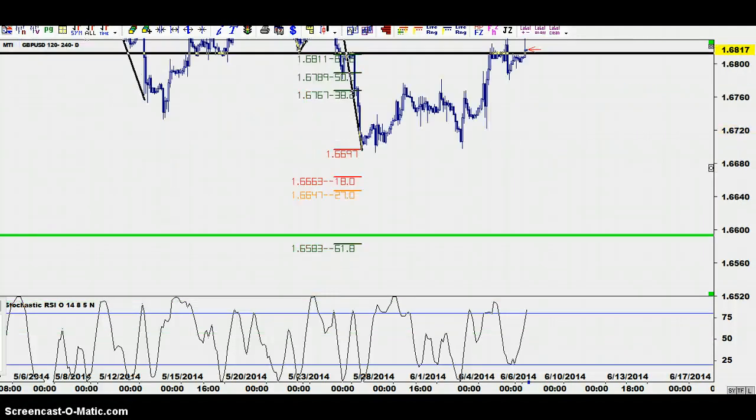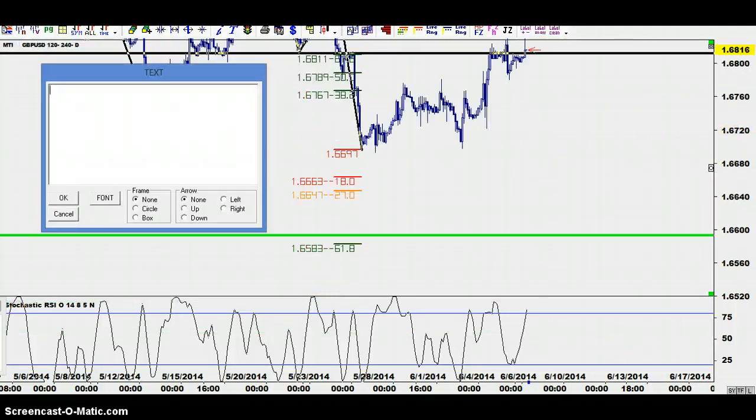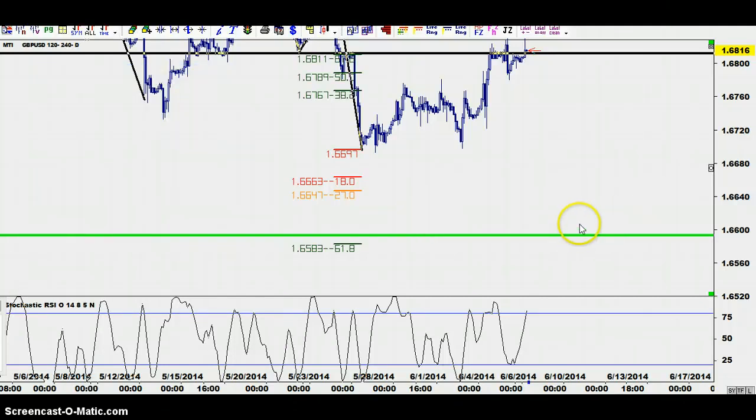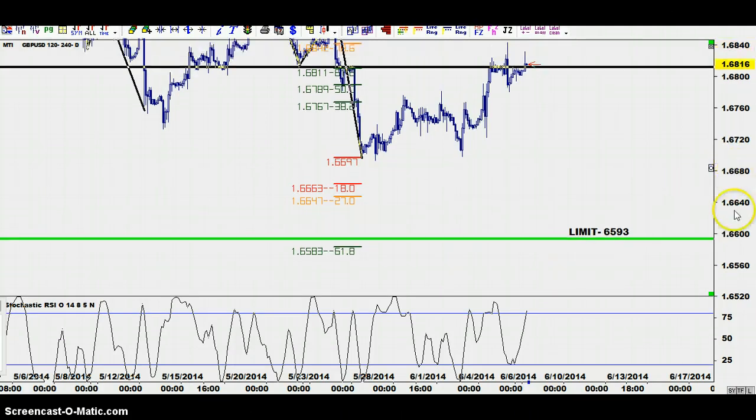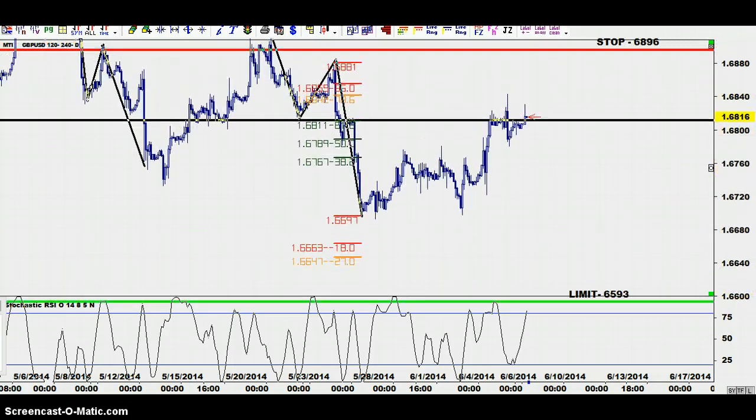And our limit is 10 pips, so 65.93, and that's our limit. Oopsie daisy. Our limit is here at 10 pips above that 618 extension. Okay.